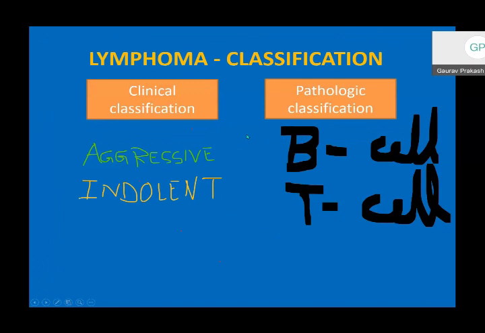I have made it very simple. Clinical has only two types. Pathologic classification has only two types. Pathological, we know: B cell lymphoma or T cell lymphoma. T cell also contains NK cell lymphoma. So B cell and T cell, that's it.